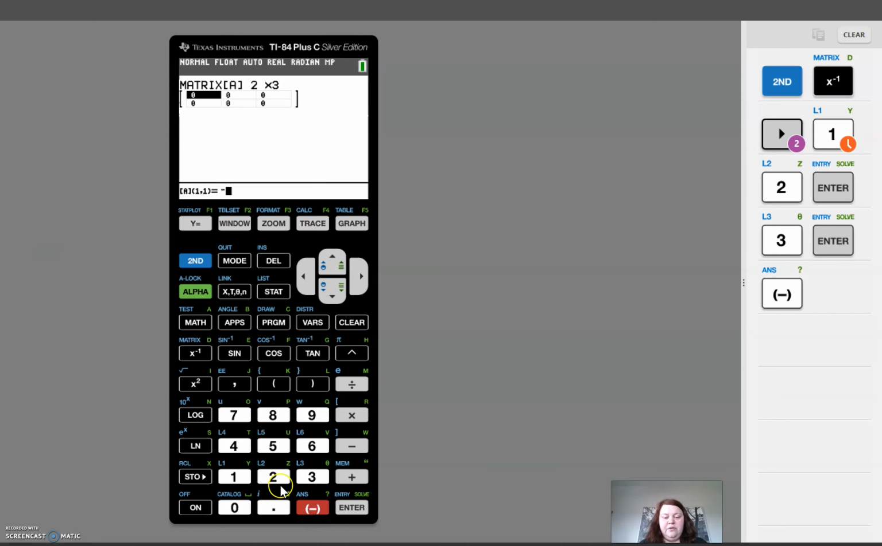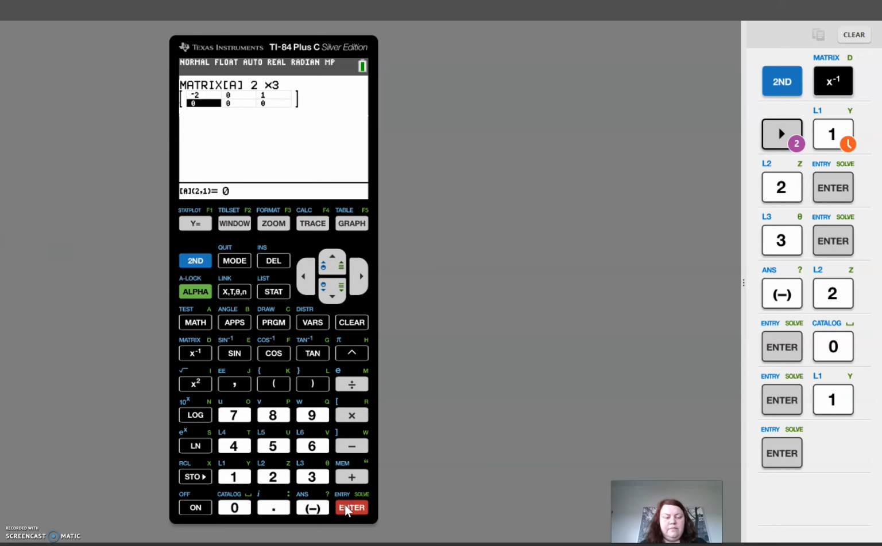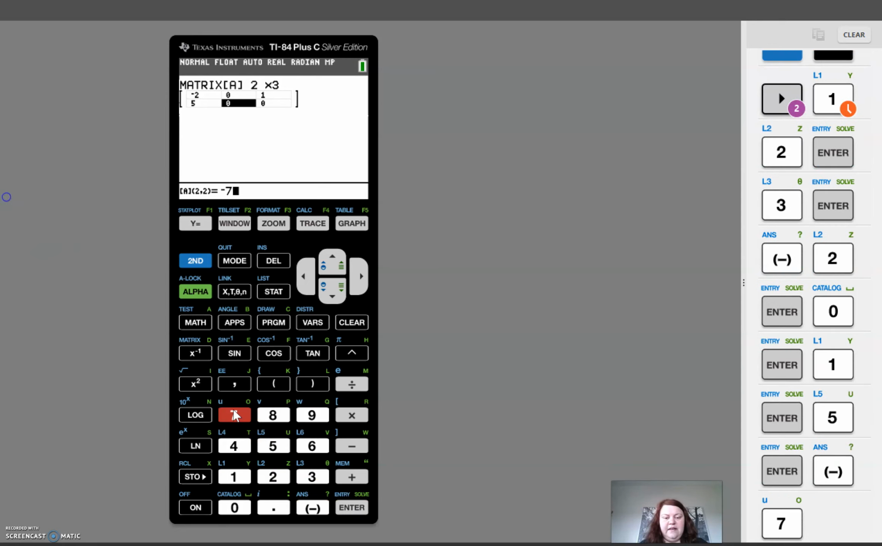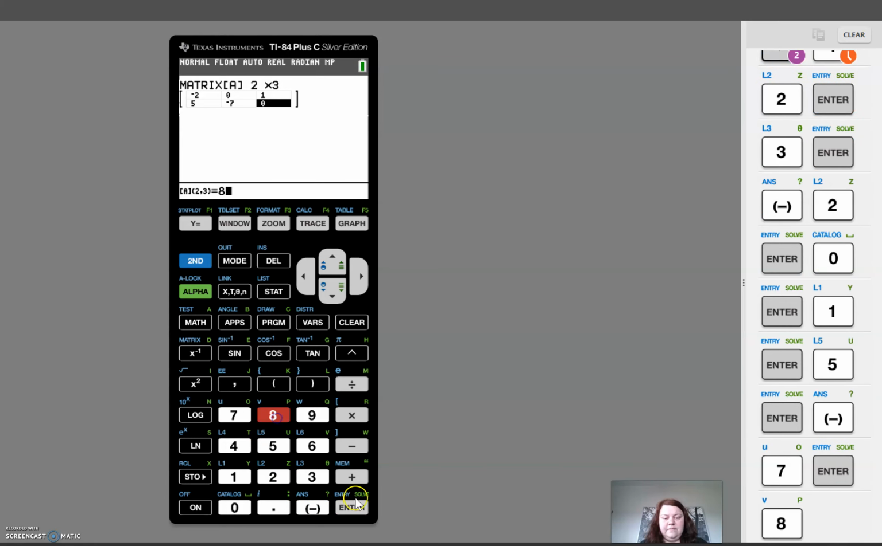And I'm going to enter the numbers from the paper. So -2, 0, 1, 5, -7, and then our 8. So it should match what we have on our paper.